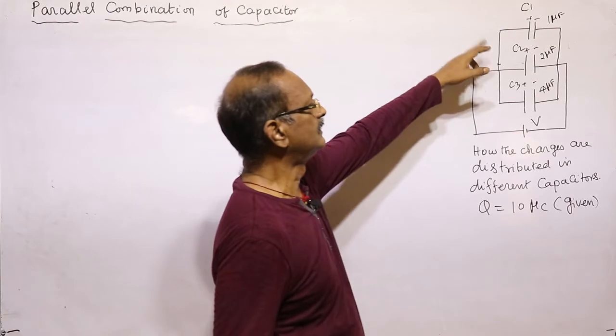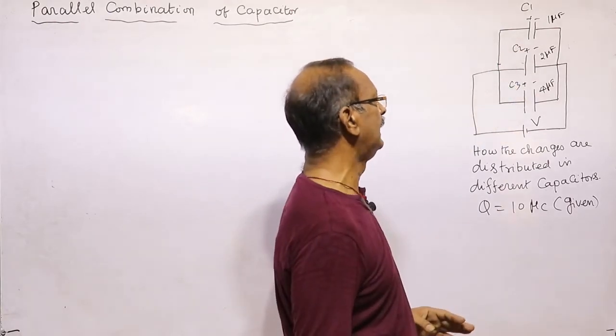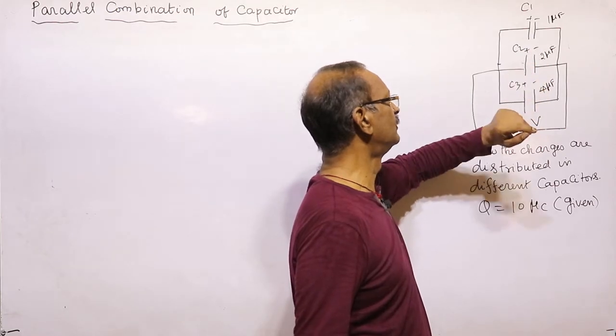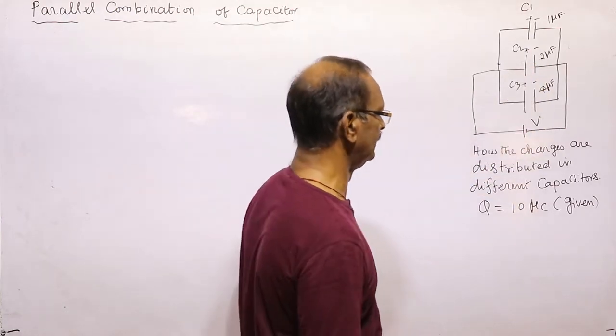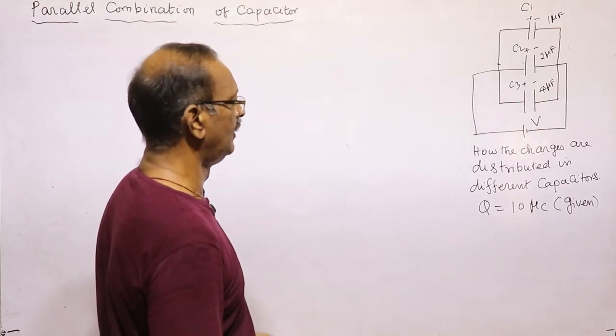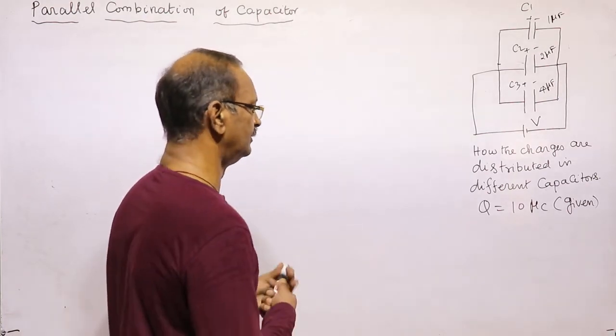Numerical. Three capacitors are connected: the first one is 1 microfarad, the second is 2 microfarad, and the third is 4 microfarad. How are charges distributed in the different capacitors? We have to find out how charges are distributed.